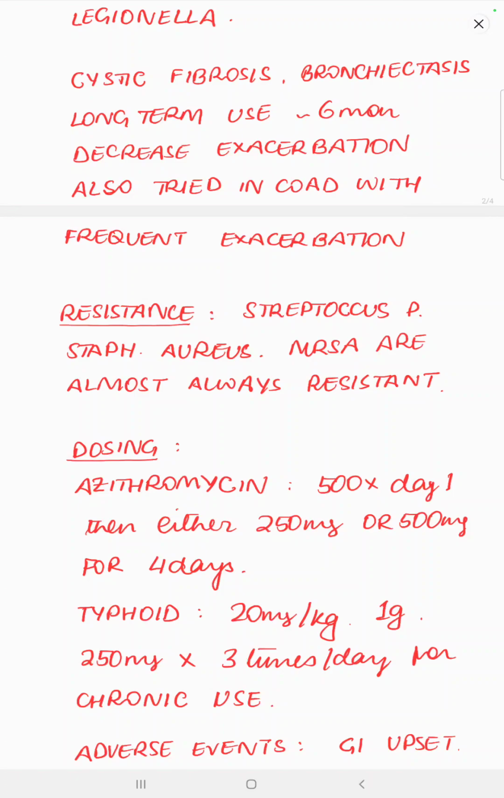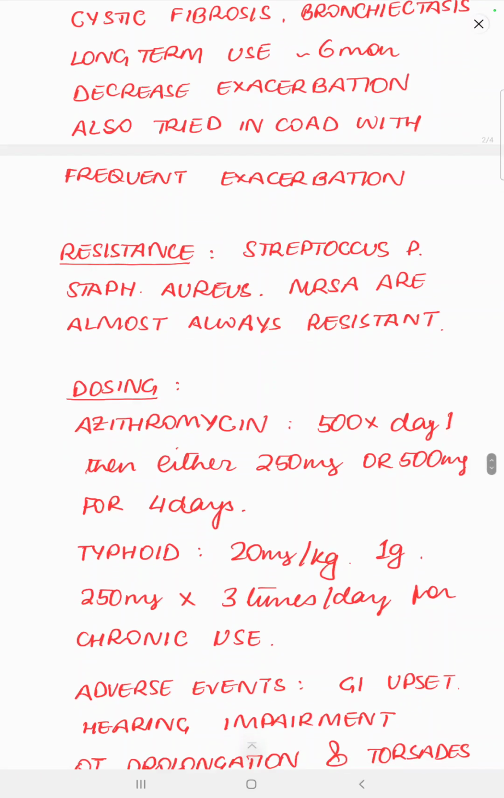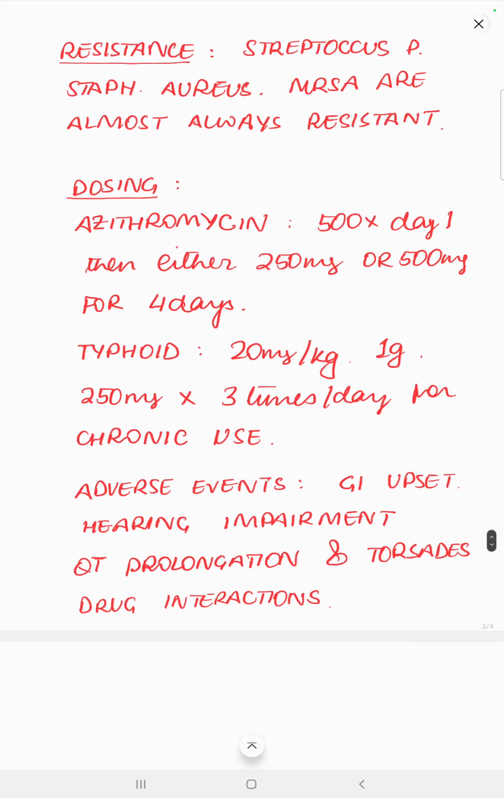What about the dosing? Azithromycin 500 milligrams day 1, and then either 250 milligrams or 500 milligrams daily for 4 days depending on the severity. But the dose used for typhoid is higher. It's 20 milligrams per kg body weight for children, because that is what it was tried first vis-a-vis ceftriaxone. And for adults, the highest dose is 1 gram per day.